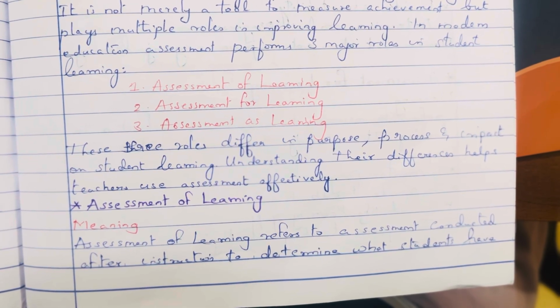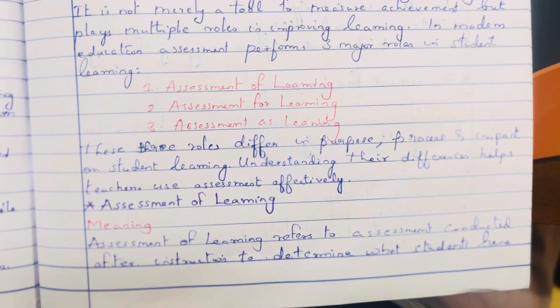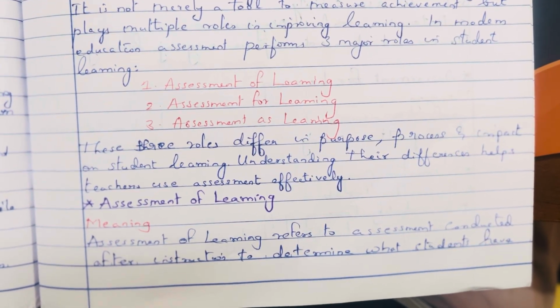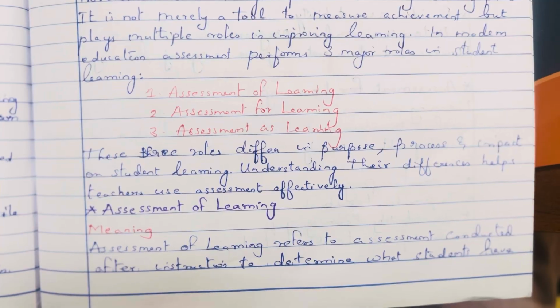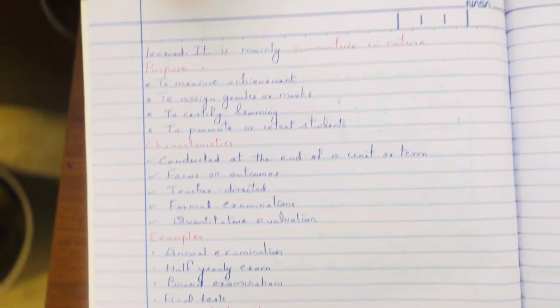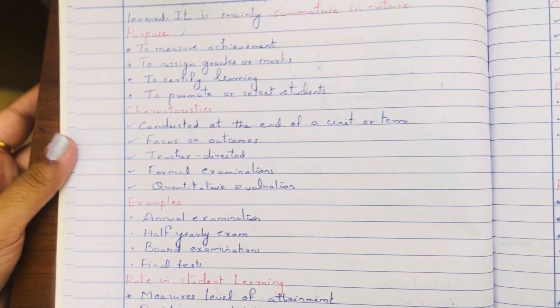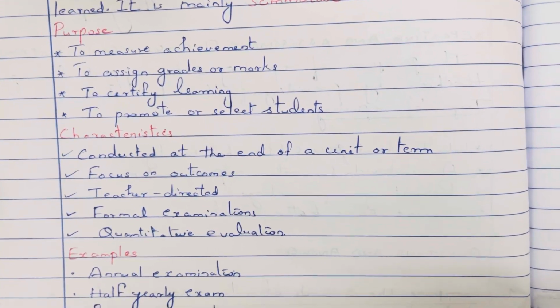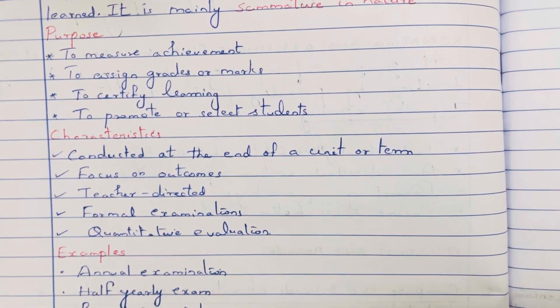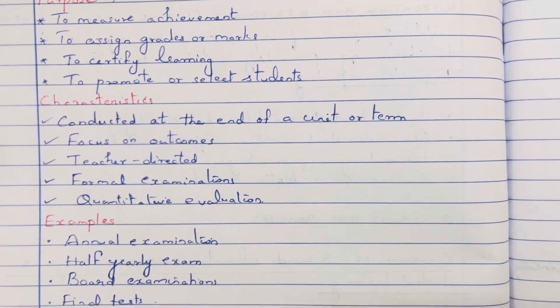Understanding the differences helps teachers use assessment effectively. Assessment of learning refers to assessment conducted after instruction to determine what students have learned. It is mainly summative in nature. Purpose: to measure achievement, to assign grades or marks, to certify learning, to promote or select students.